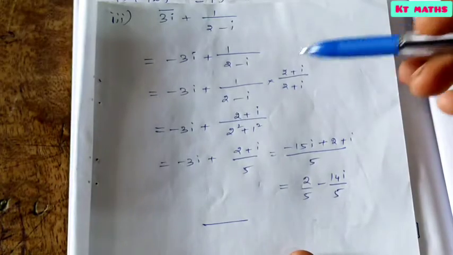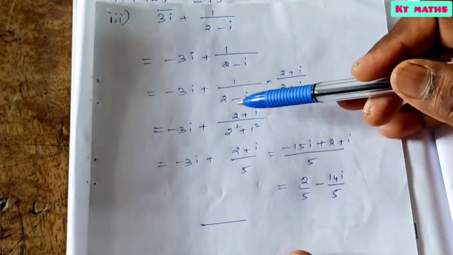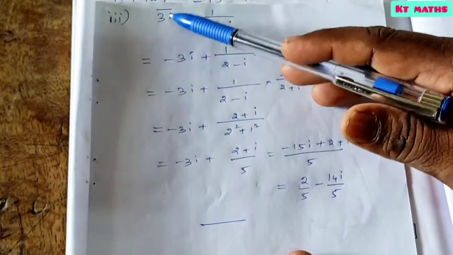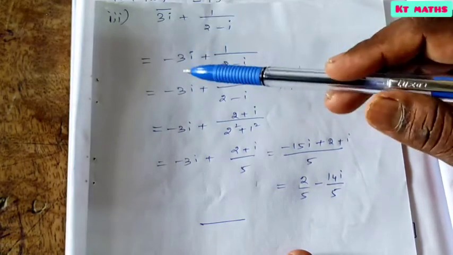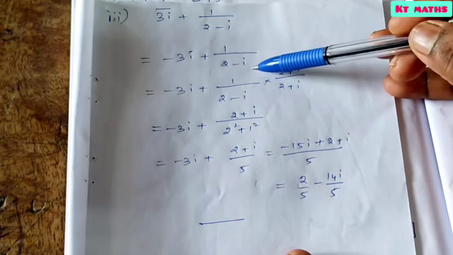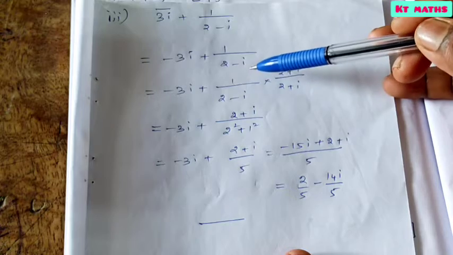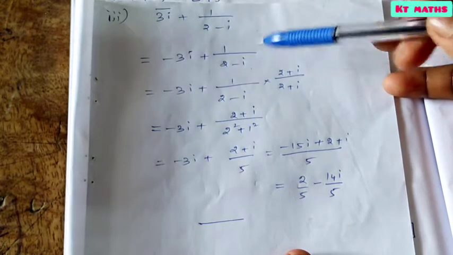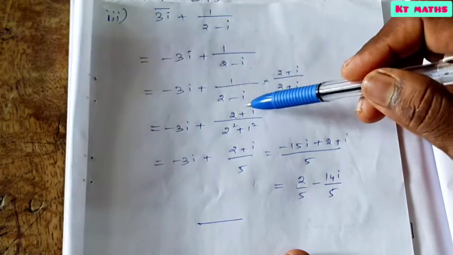Subdivision number 3: 3i the whole bar plus 1 by 2 minus i. The conjugate of 3i the whole bar is equal to minus 3i. So minus 3i plus 1 by 2 minus i. To find the rectangular form of 1 by 2 minus i, we have to multiply the conjugate on numerator and denominator. So 2 plus i by 2 plus i, 1 into 2 plus i.